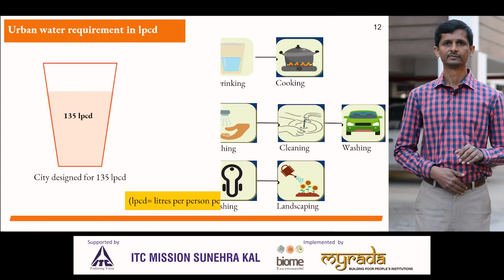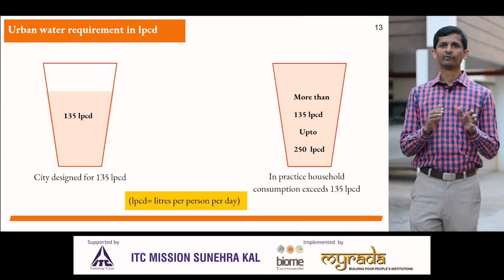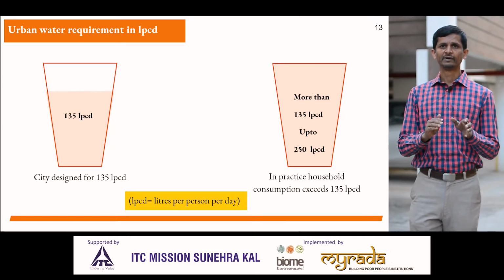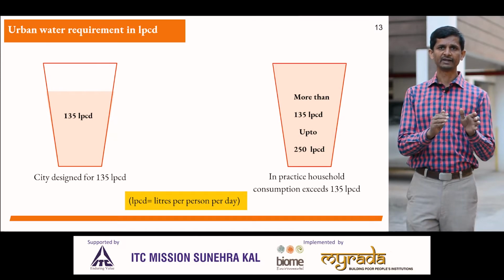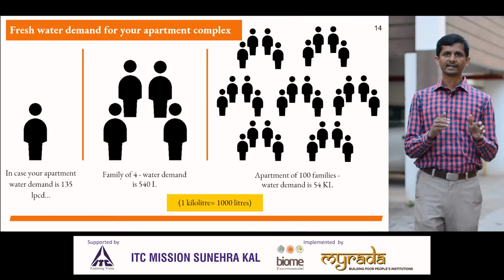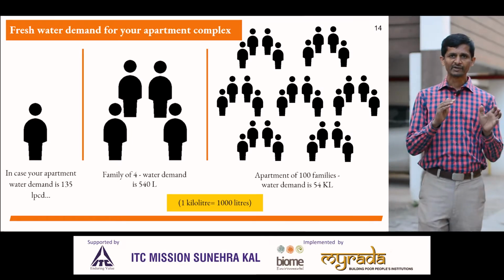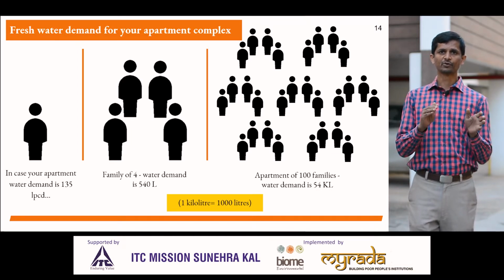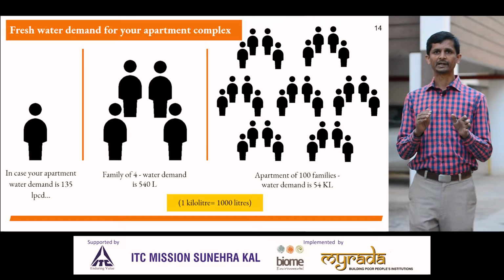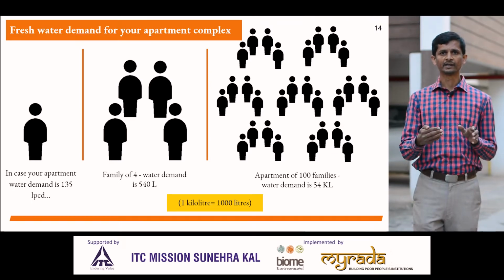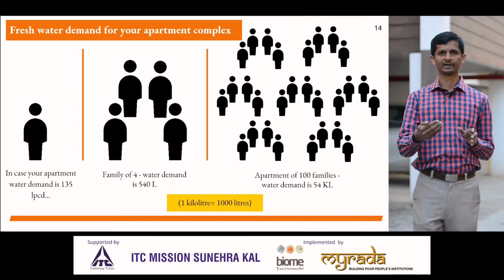Considering that per person water demand is 135 LPCD, water demand for a family of 4 persons is 540 liters per day and likewise for the whole apartment with total number of unit families, 54 KL will be required. In urban areas, per person daily demand is designed for 135 litres per capita per day. But we have observed that the consumption is sometimes up to 250 to 300 litres per capita per day. For sustainable water management, it is very important to bring down the consumption to 135 LPCD or lower through the interventions which will be discussed further.